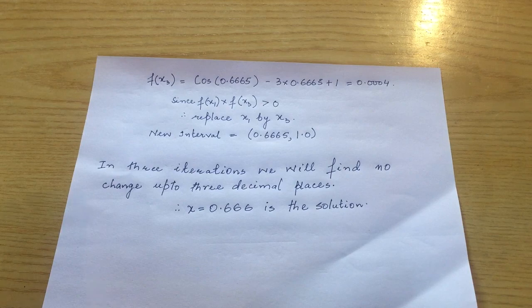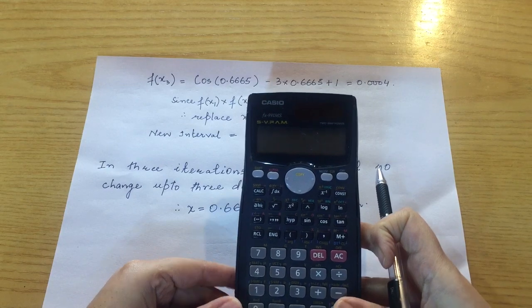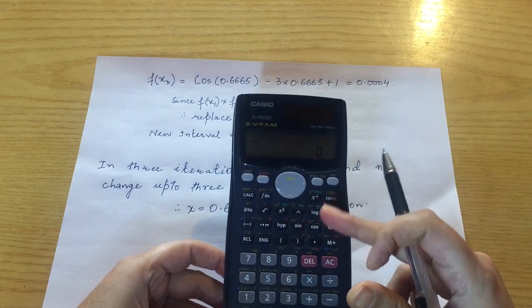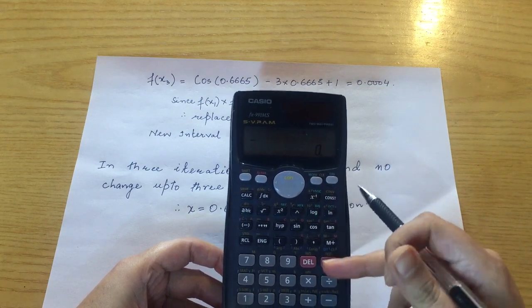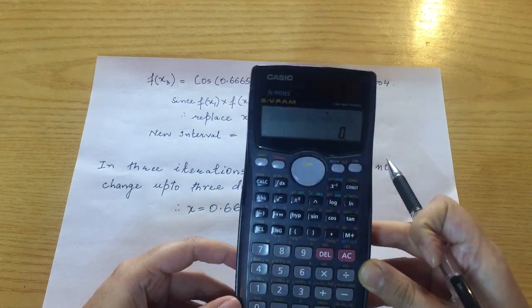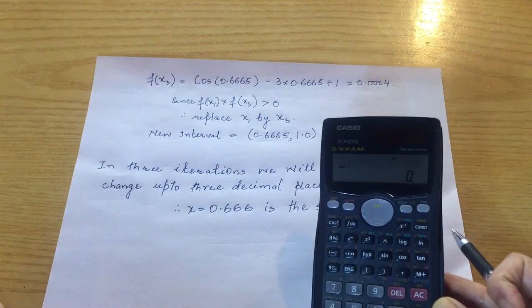When you are calculating the values, I recommend that you have a scientific calculator very handy so that you can calculate your functions and your iterations through the scientific calculator. It will be very good if you keep this handy so that you can evaluate your values on the scientific calculator.